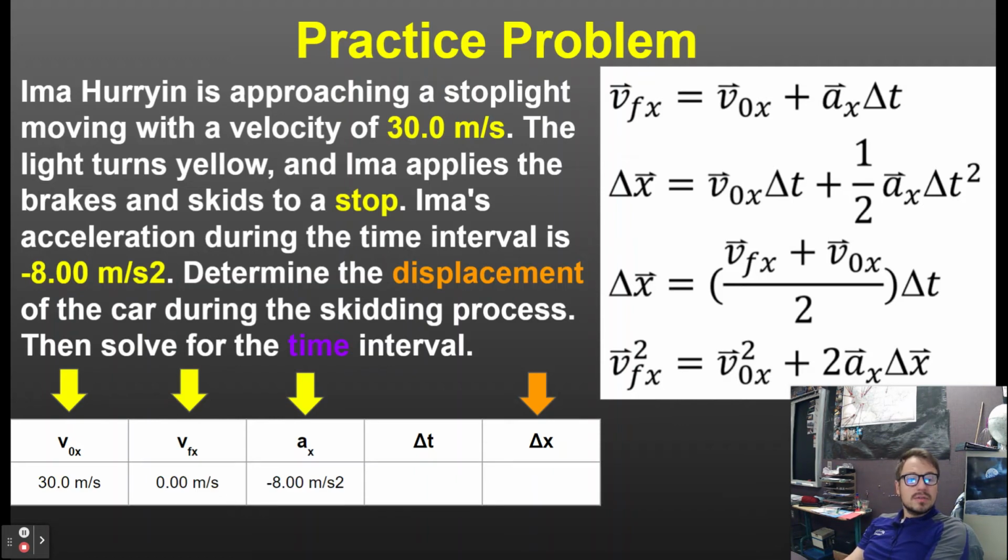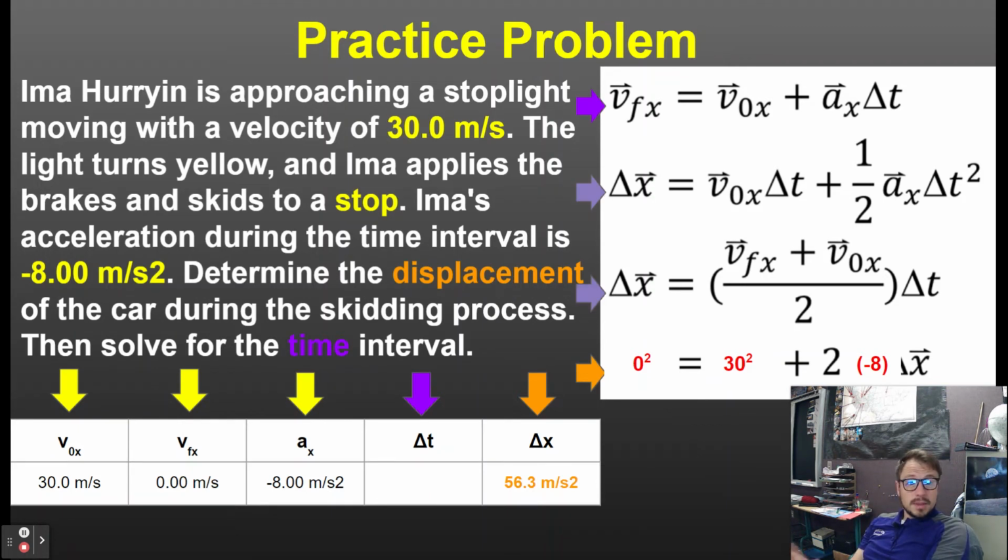So now I can look for the equation that has all four of these variables. And here's the shortcut: look for the one that doesn't have the one I'm not concerned with, delta t. It's going to be that bottom one. I plug everything in, and then I solve for delta x, and I'm going to get 56.3 meters. Well, now I can use any of the other equations to solve for delta t.